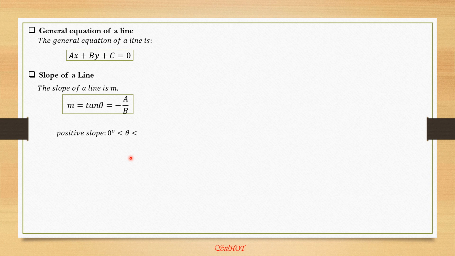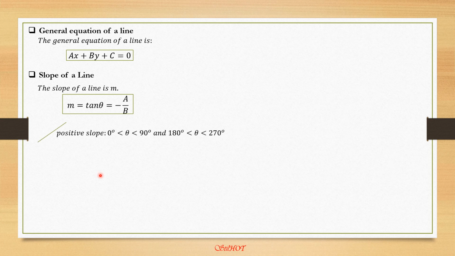Positive slope is if the line crosses the first and the third quadrant. That is 0 degrees less than theta less than 90 degrees, and 180 degrees less than theta less than 270 degrees. If you have your calculator there, press tangent of 75 degrees, which lies in this range, and tangent of 220 degrees, which lies in this range. If you press tangent of those angles, it will give you a positive result.